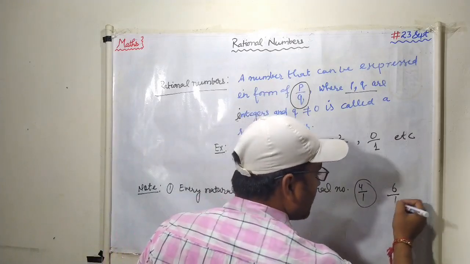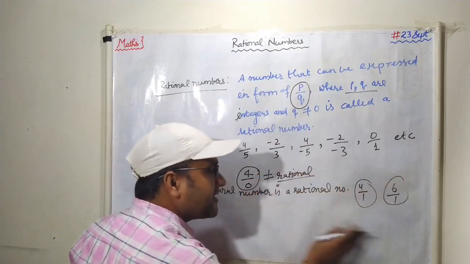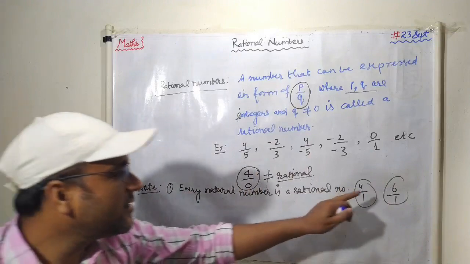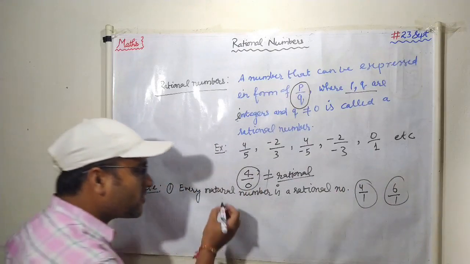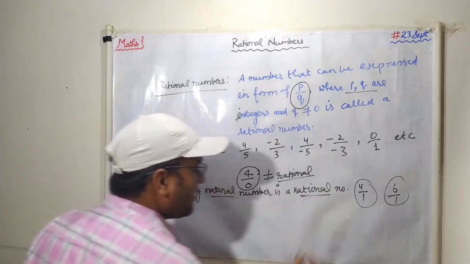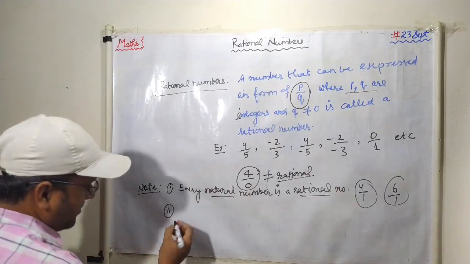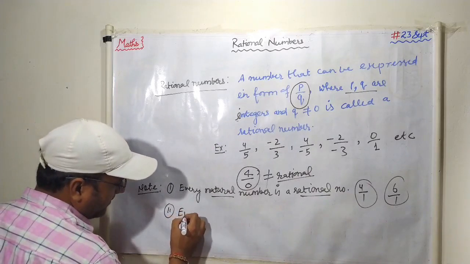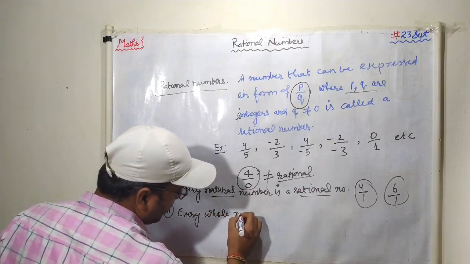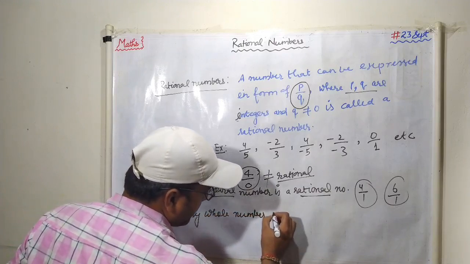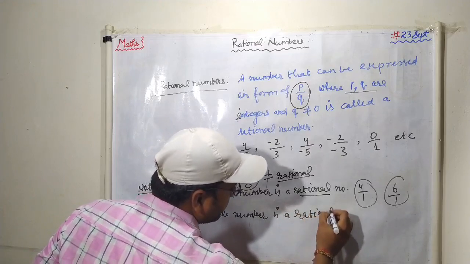6 upon 1. If you write it upon 1, there is no change in the number, it is just a change of form. 4 upon 1 is a rational number, and 4 is a natural number. So every natural number is a rational number. Second point is every whole number is a rational number, but the converse may not be true.